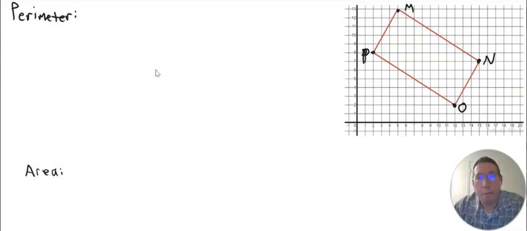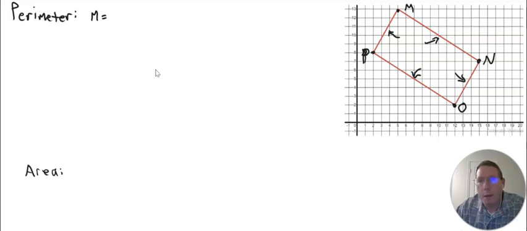We want to identify the perimeter and the area. Okay, so we need some sides: the length of side MN, the length of side NO, the length of side OP, and the length of side MP. But it's a rectangle, so we only need to get two of the sides.